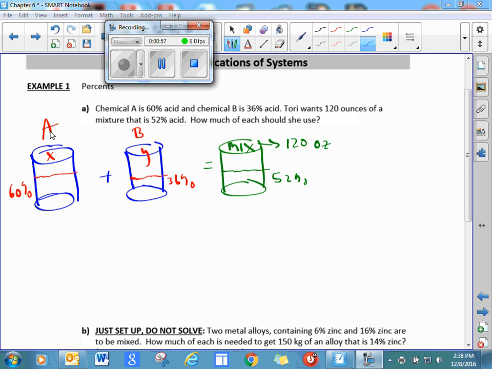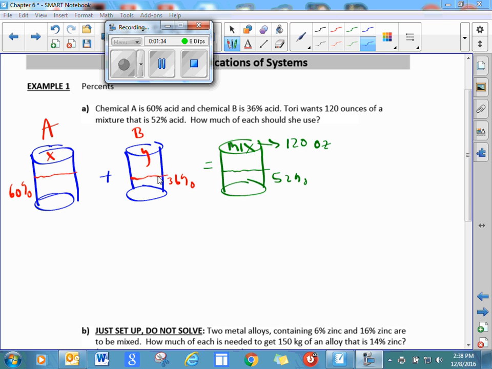So we're going to call chemical A, we're going to call the total amount that's in A X. And of that total amount, 60% of it is acid. So I kind of drew a little beaker and I drew a little mark that represents about 60% of it. That's the acid. And the second beaker is chemical B. We're going to call how much is in chemical B, the total amount in him, Y. And he has less acid in him. His percentage of acid is only 36%.